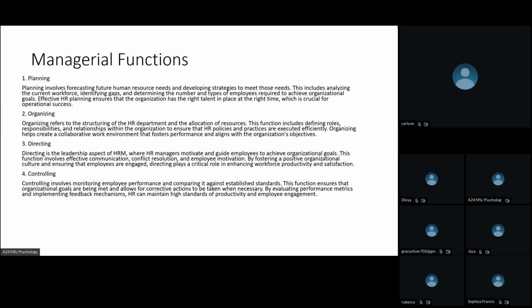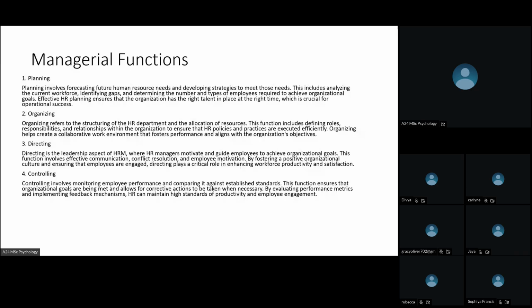And so planning we have seen. Now moving on to organizing. Organizing again refers to the structuring of the HR department and allocation of resources. When it comes to organizing, as I was saying earlier, it needs to make sure the role is being defined.